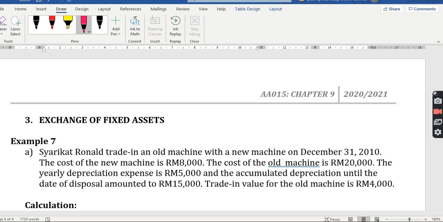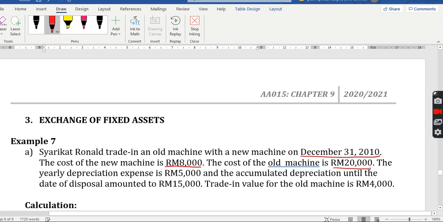Okay, we look at this question. The company trades in an old machine with a new machine on December 31st, 2010. So the transaction took place in 2010. Cost of the new asset, harga aset baru 8,000. Cost of the old asset is 20,000.